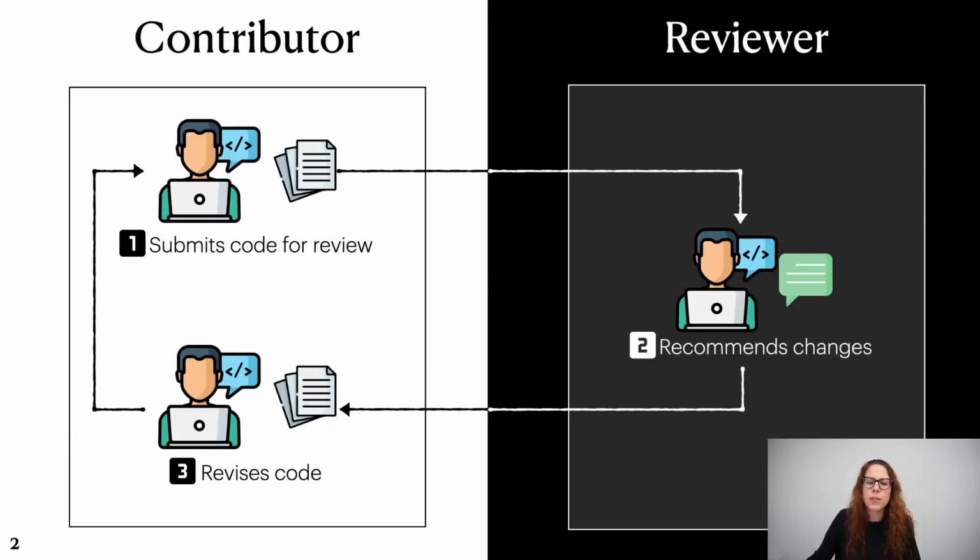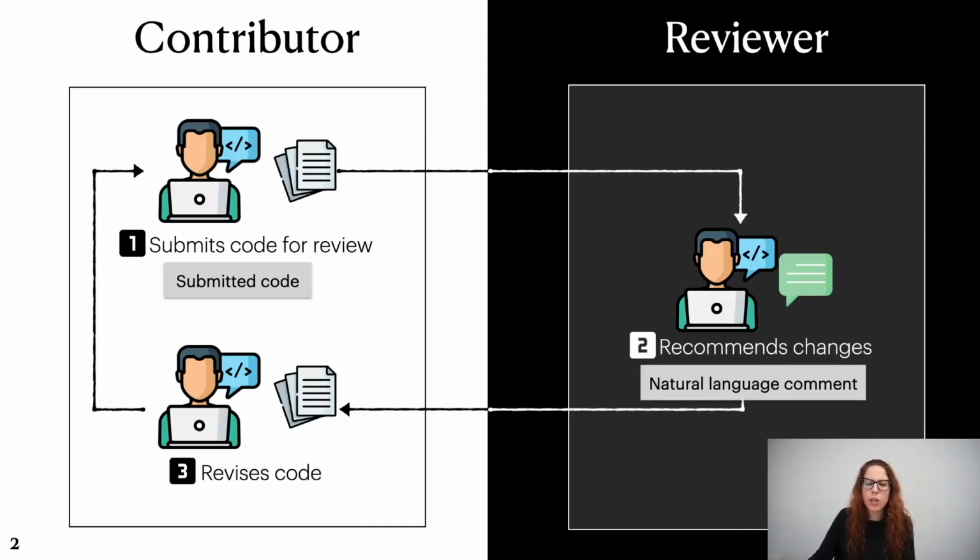So usually there are several rounds of review, and during each of these rounds and each of these three steps, a piece of data is created. In particular, we have in step 1 the submitted code, in step 2 the natural language comment, and in step 3 the revised code. So what we want to do is to mine these pieces of data in order to automate specific code review tasks.